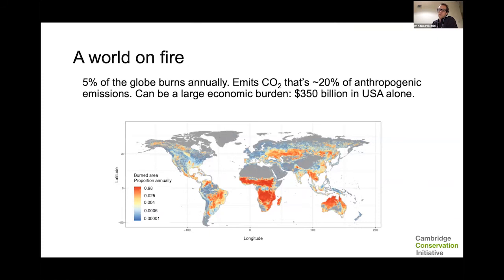So fires play a huge role in the Earth system. About 5% of the globe burns each year. This is a map here taken from satellite data, averaging burned area over the last 10 years or so. And fires occur in just about every biome. They've played a key role in the evolution of species and basically just about every cycling of elements on land. But fires are also a large source of carbon dioxide to the atmosphere.